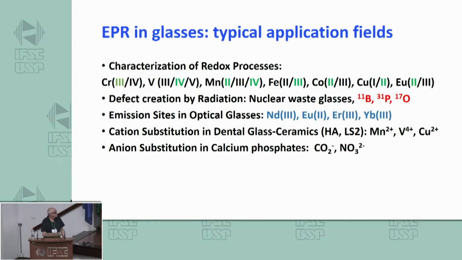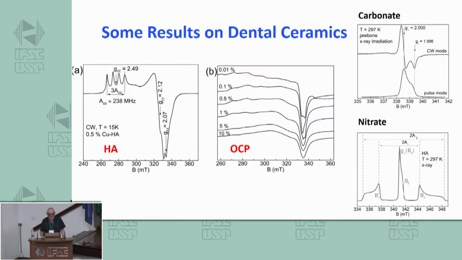And then anion substitution in calcium phosphate is a special situation. Again, there you need to first create unpaired electrons by radiation, ionizing radiation. Then you form these CO2 minus or NO3 2 minus species that you can detect by EPR. So these are typical application fields.